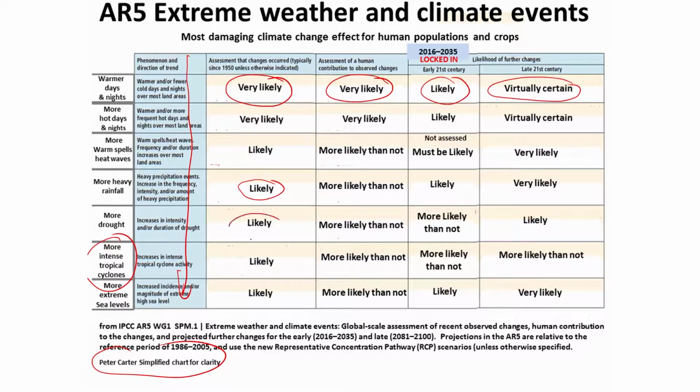It becomes likely rather than very likely, and some of the contributions from human activities become less sure, like more likely than not, and so on. So even into the future they become likely.